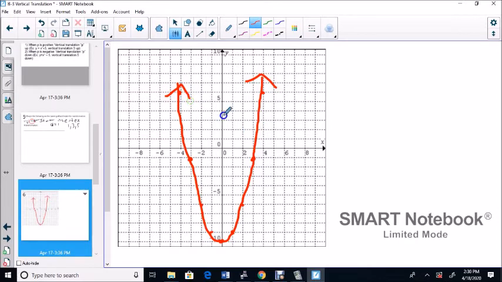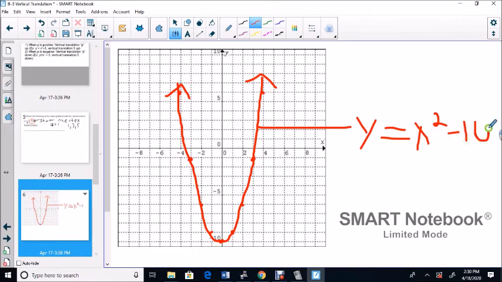Since I only have one graph on this, I don't have to label it. But just for the sake of labeling, it's y equals x squared minus 10. Usually only label if you have more than one graph. Other teachers may tell you to label every graph.